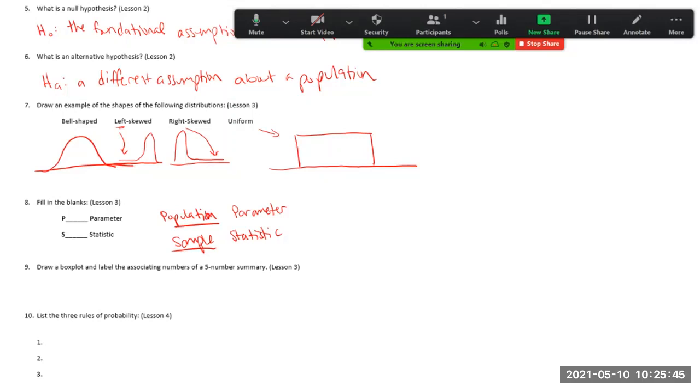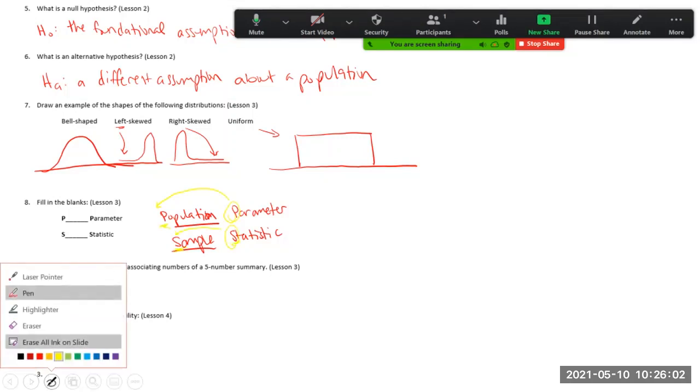We can use alliteration here and notice that a parameter, starting with the letter P, describes the population, and a statistic, starting with the letter S, describes the sample, a smaller group within the population.